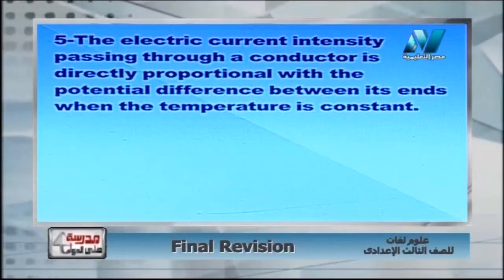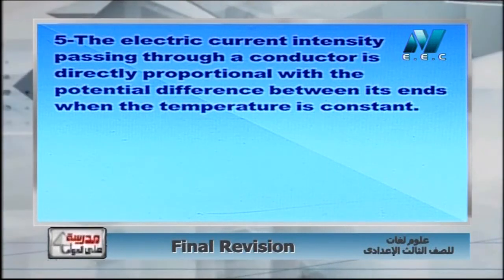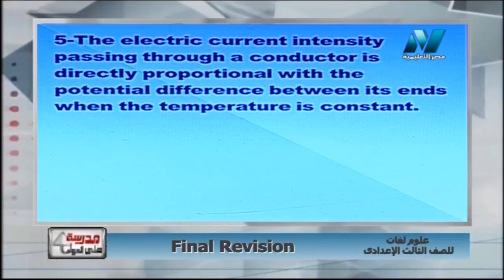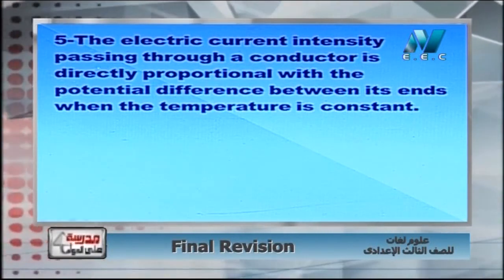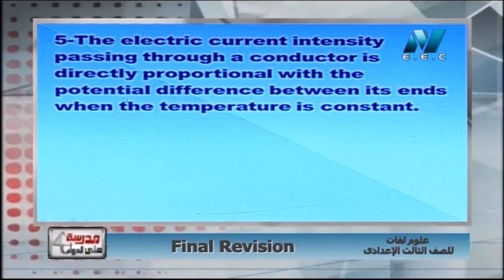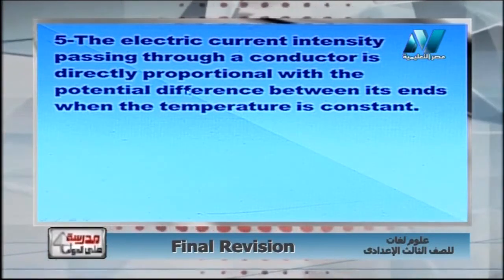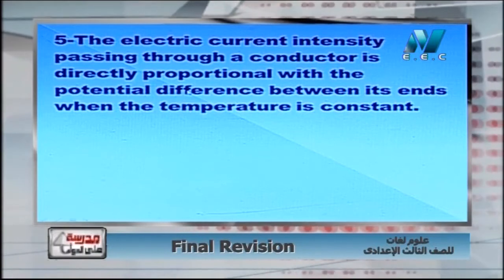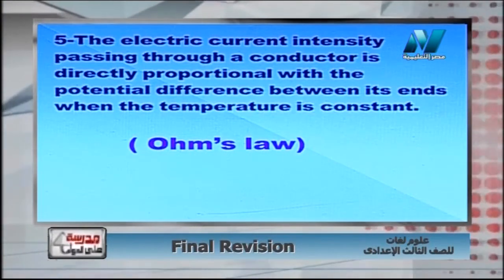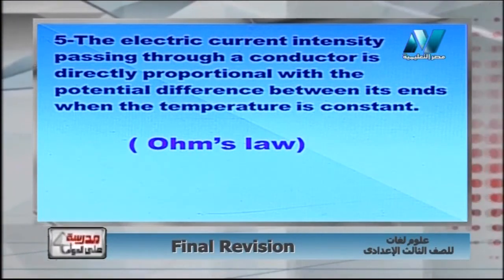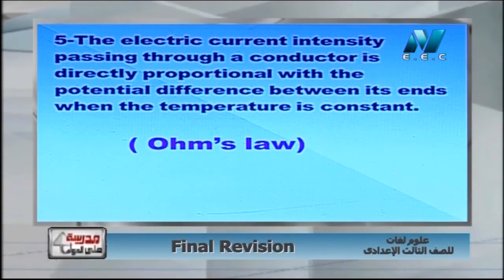Okay, let's see the scientific term number 5. The electric current intensity passing through a conductor is directly proportional to the potential difference between its ends when the temperature is constant. Again, this is a relation between what? Between current intensity and the potential difference, which is I and V. And from this we have a law called what? Called Ohm's law. So the answer will be Ohm's law. Ohm's law states that current intensity is directly proportional to the potential difference at constant temperature.